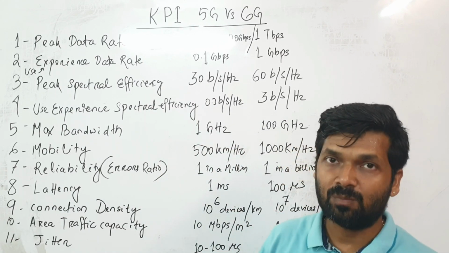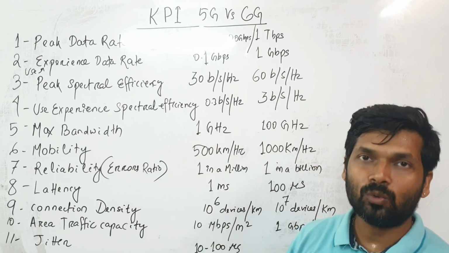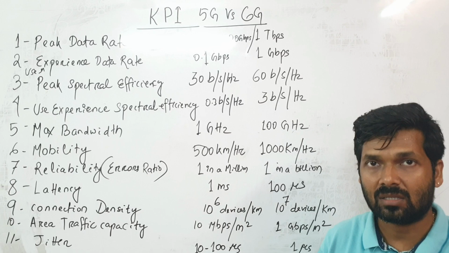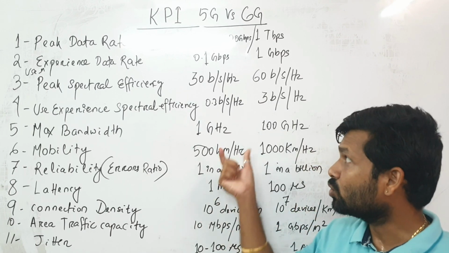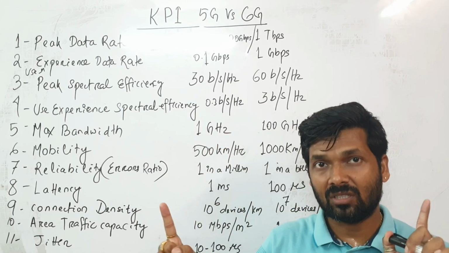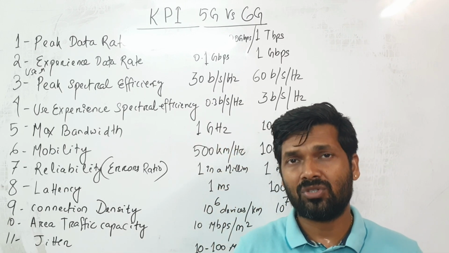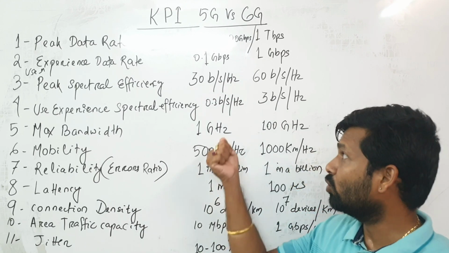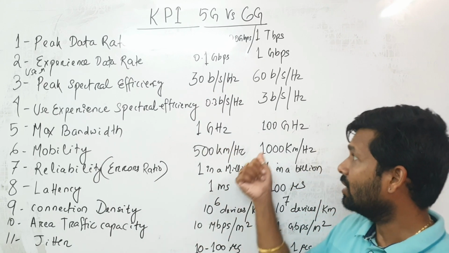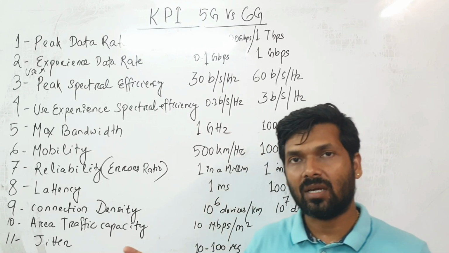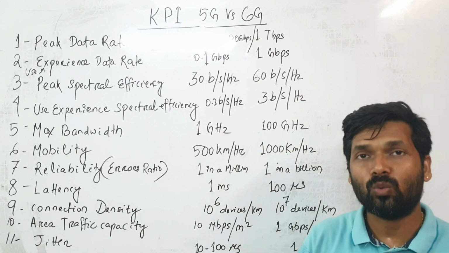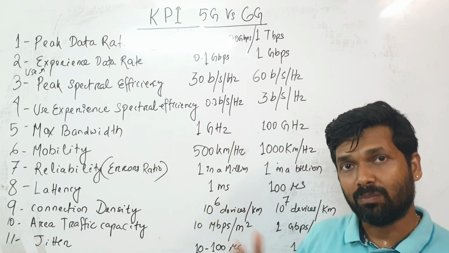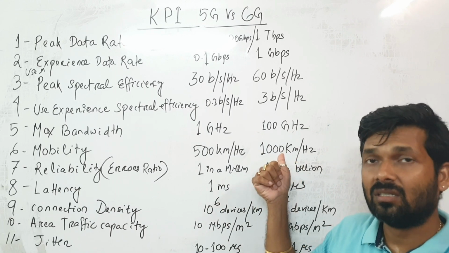The fifth one is max bandwidth. In 5G we can go up to 1 gigahertz maximum bandwidth. However, in 6G we can go up to 100 gigahertz or 0.1 terahertz. In 4G we are talking about 100 megahertz bandwidth. Now it will go up to 1 gigahertz of maximum bandwidth, and for 6G it will go up to 100 gigahertz, or 0.1 terahertz. Now you can just imagine how much bigger the bandwidth is coming in 6G.